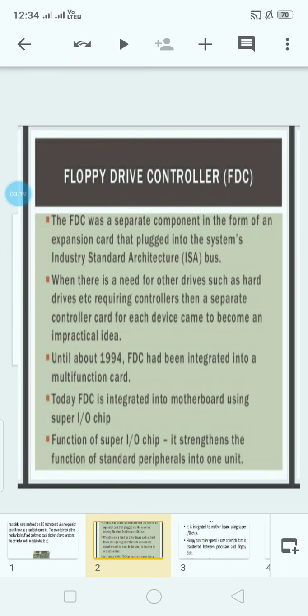A floppy disk controller or a floppy drive controller is a specially designed chip that controls the reading and writing functionality of a floppy drive. An FDC can support up to 4 floppy disk drives at a time. The controller is connected to the system bus of the CPU and appears as a set of input-output ports to the computer.